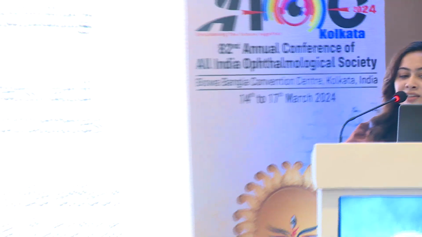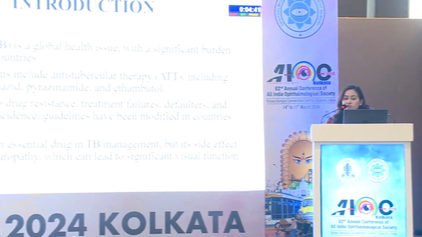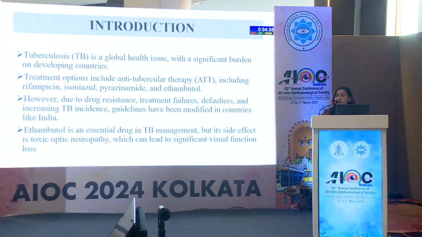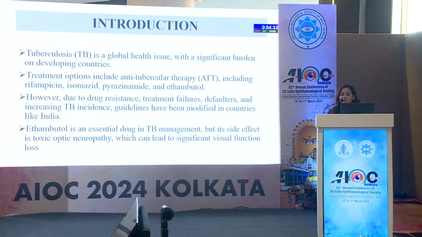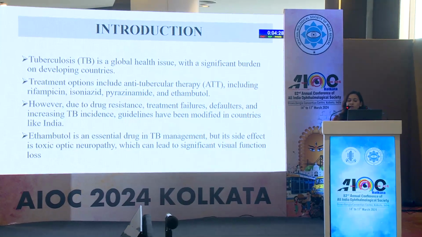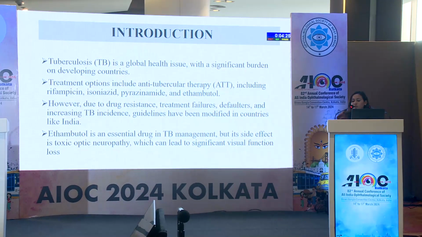I'll be presenting on behalf of Dr. Ashish Pandey. So my topic is Ethambutol induced optic neuropathy, a retrospective study of incidence and risk factors. Tuberculosis is considered a global health concern, and treatment includes 4 drugs: rifampicin, isoniazid, pyrazinamide and ethambutol. Due to the revised RNTCP 2016 guidelines, which consist of a daily regimen of ethambutol, concern has been raised about ethambutol-induced optic neuropathies.